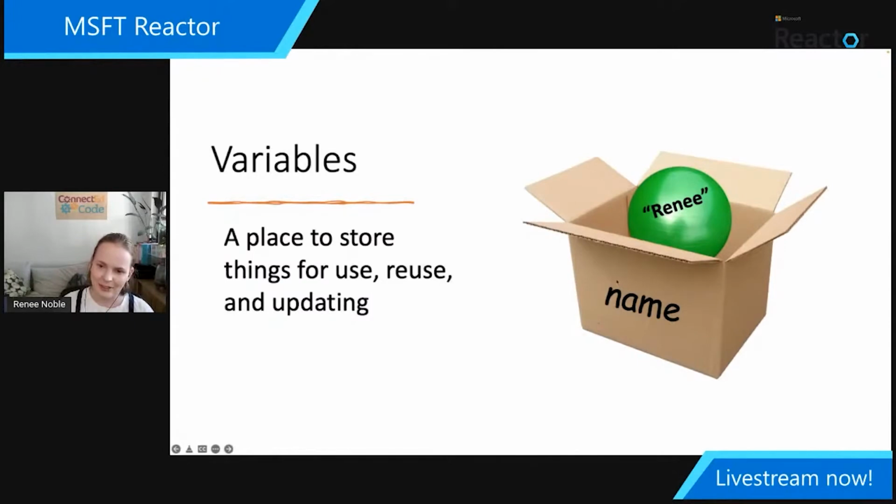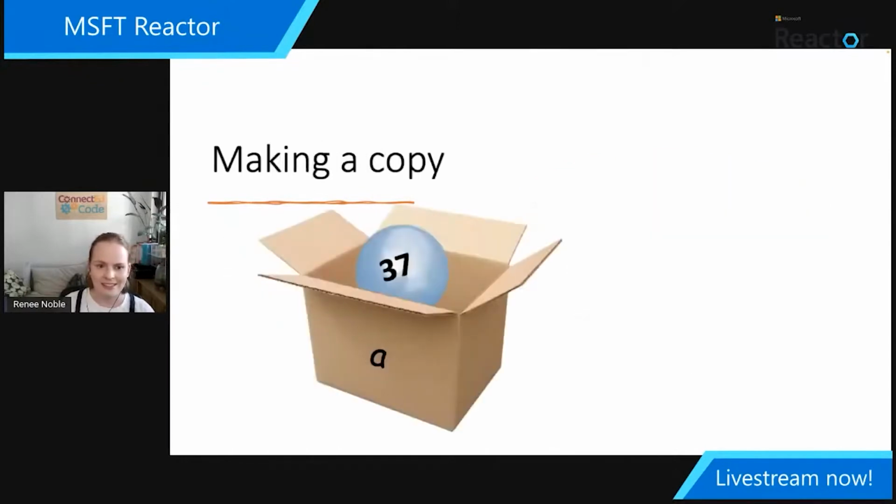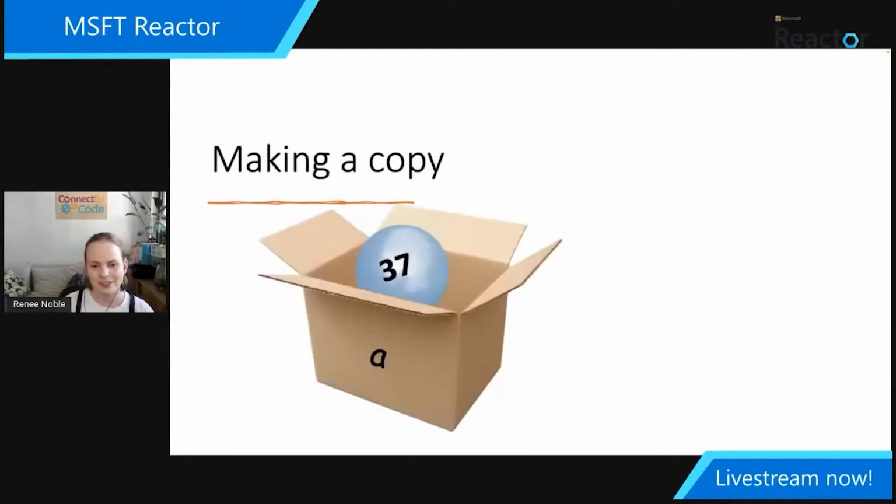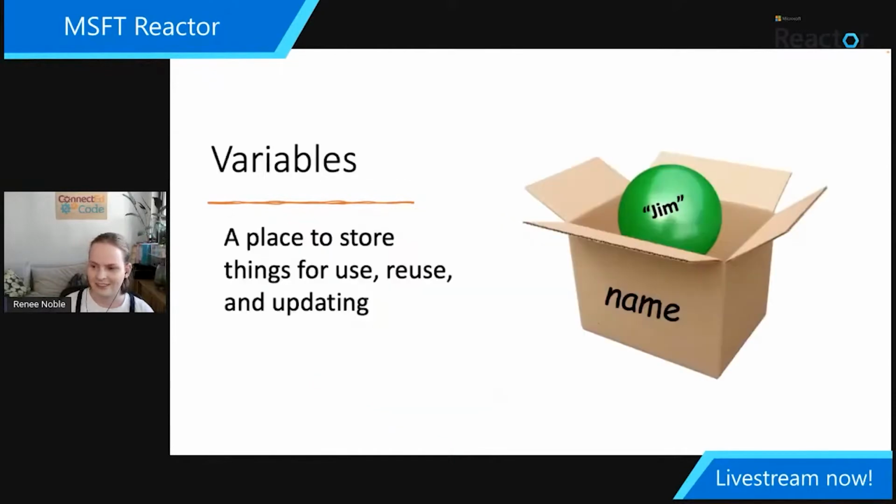It's kind of like a label on a box, and then something goes inside it. At the moment, it's going to have Renee inside it, and then we might want to update it. If I decided my name is now Jim, I'm going to change the thing that is in the name box. We can also put other things into variables, not just strings. I'm calling strings the green ball, but also things like this blue ball, which is a number. We're going to see how those things interact differently with the rest of our code.